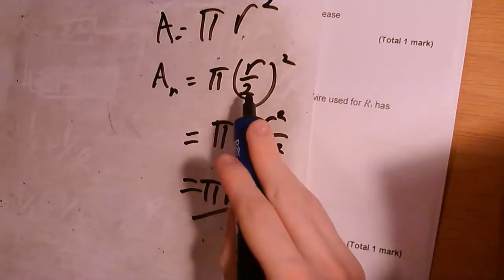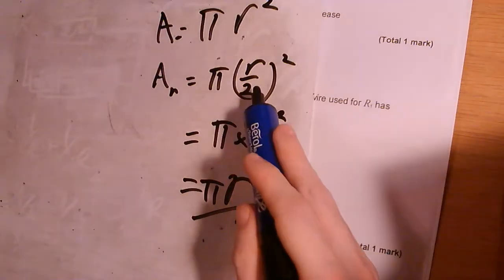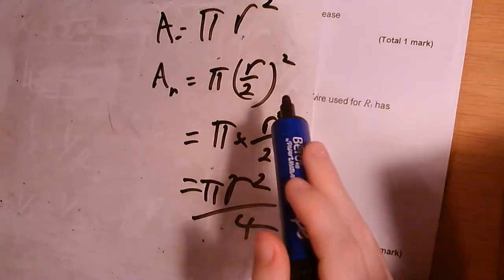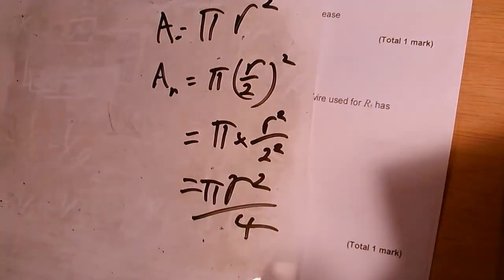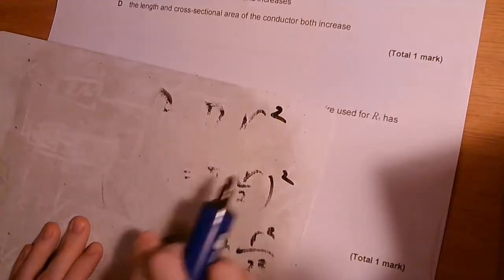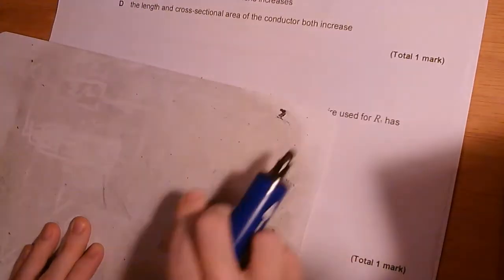So halving the radius rather is going to quarter the area. It's the same with diameter. If you halve the diameter, you're going to quarter the area. So with all of that borne in mind, we can figure out the answer to this question.